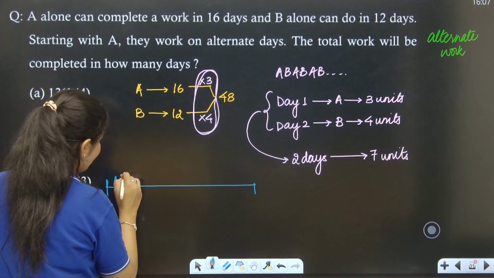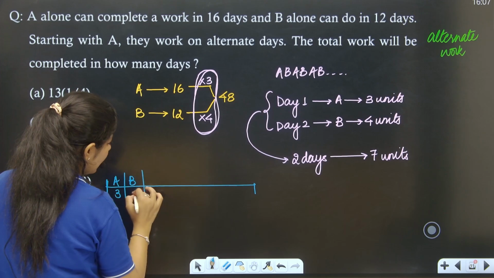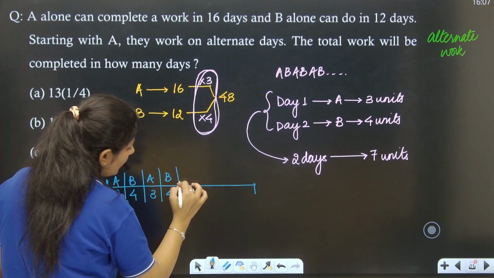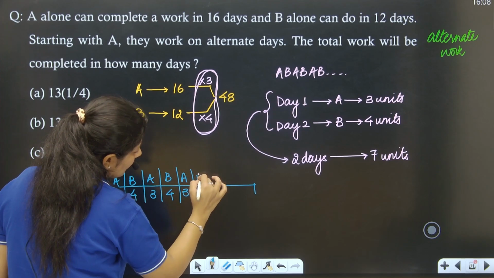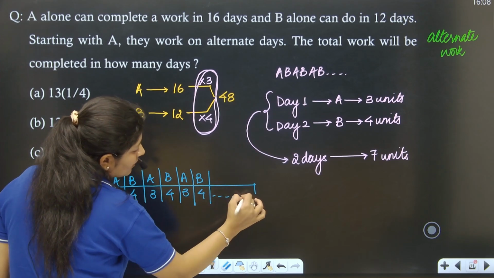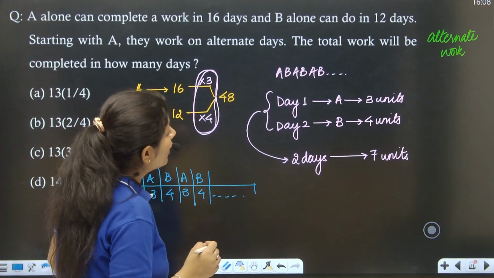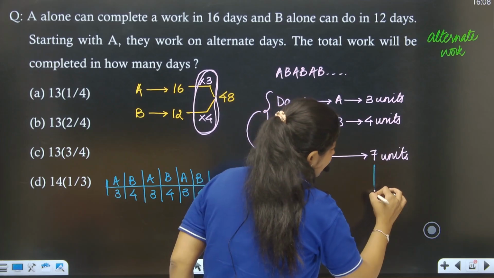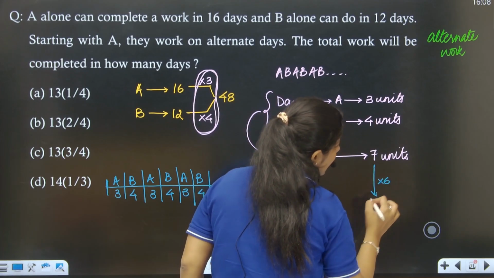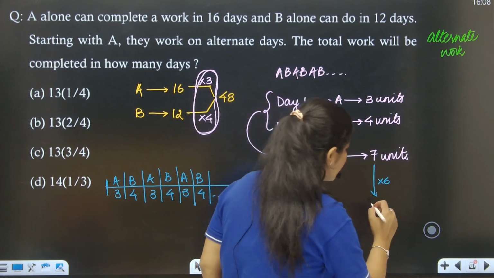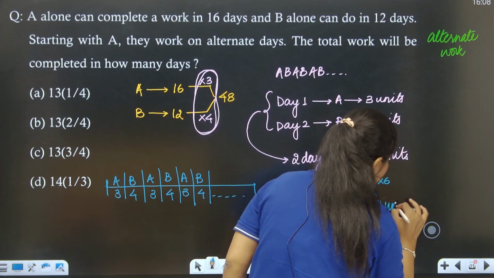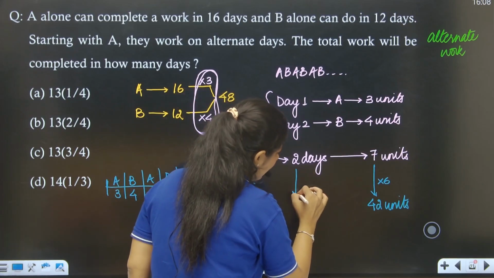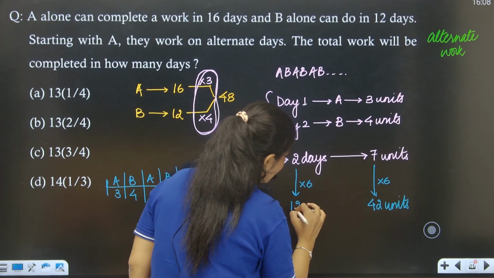So initially A came, he completed 3, then B came, completed 4 units. Again A came, 3, B 4, A 3, B 4 and so on, right? In this scenario, I'm just going to find out the nearest multiple of this one. So I just multiply it by 6, and here what we are getting? We are getting 42 units. The complete nearest multiple. So I also need to multiply the days by 6, and here we are getting 12 days.